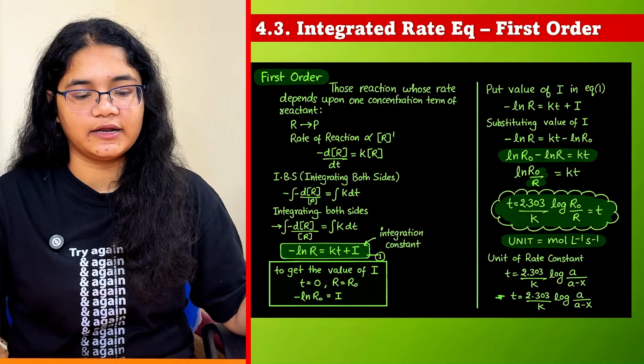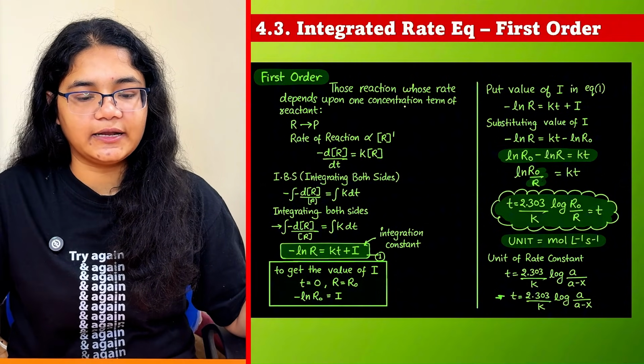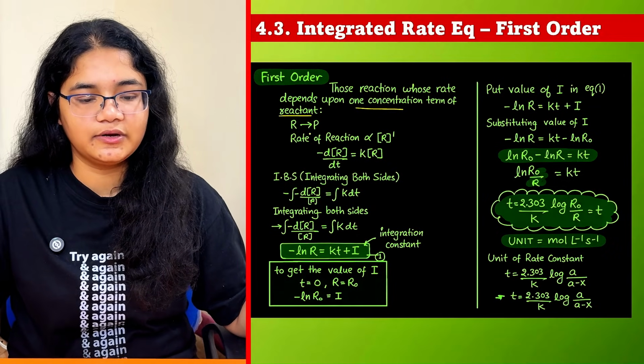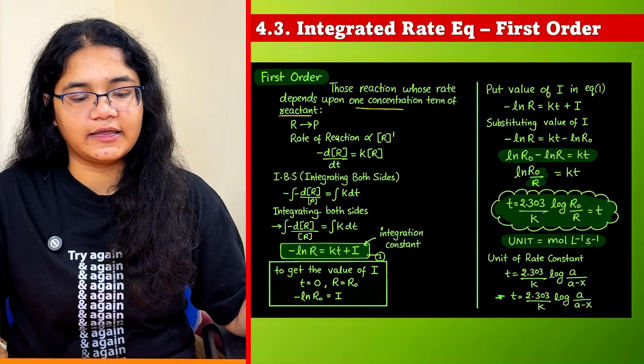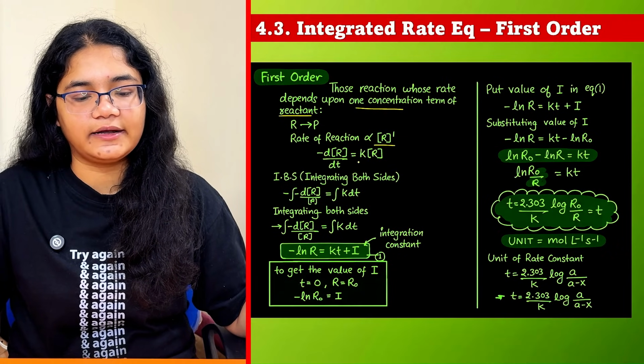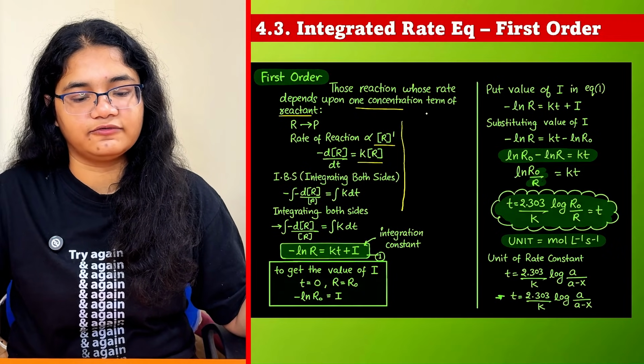Okay, we'll derive it accordingly. So you can see first here, those reactions whose rate depends upon the concentration term of the reactant directly. So you can see if R gives you P, then I can write rate is proportional to R, okay. So I can write minus dR by dt is equal to kR. How am I getting this equation? So I'll again show you here first, then I'll erase it.